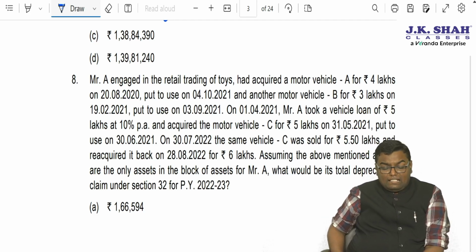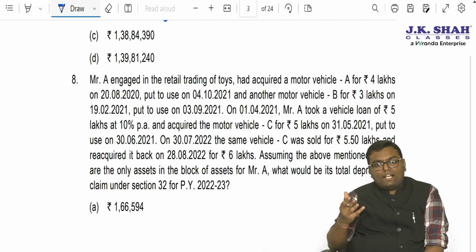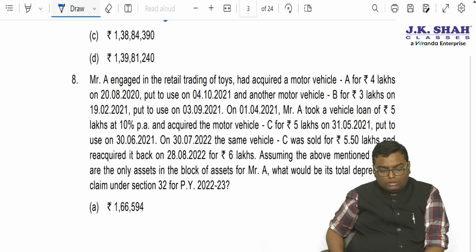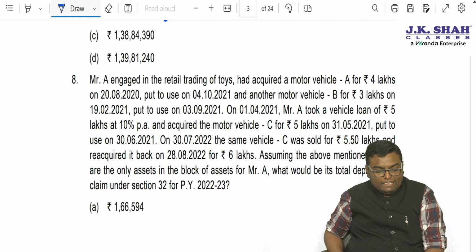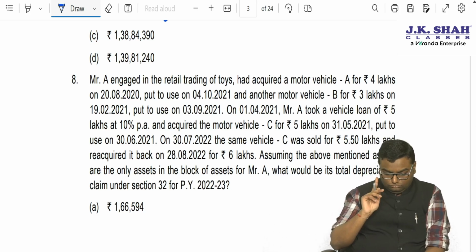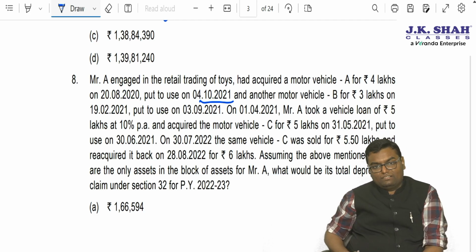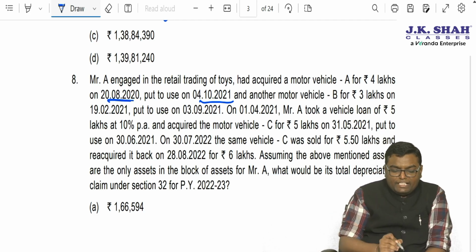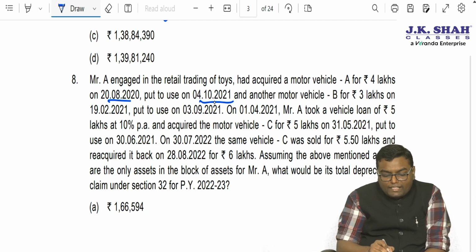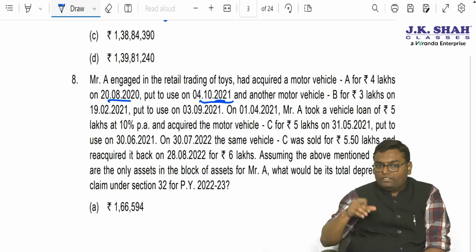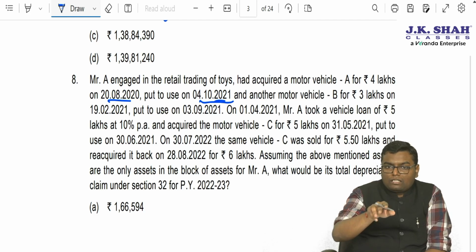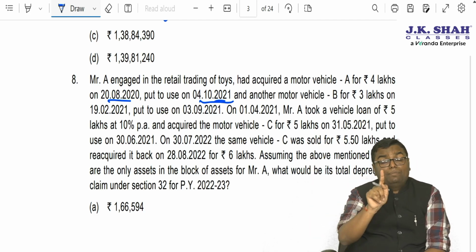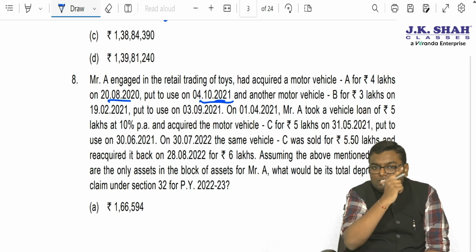Mr. A, engaged in the retail trading of toys, had acquired a motor vehicle A for rupees 4 lakh on 20th August 2020, put to use on 4th October 21. So understand, though the asset was acquired in the year 2020, it is put to use in the year 21-22. So it will form part of the block from 21-22, and depreciation will be calculated from 21-22.